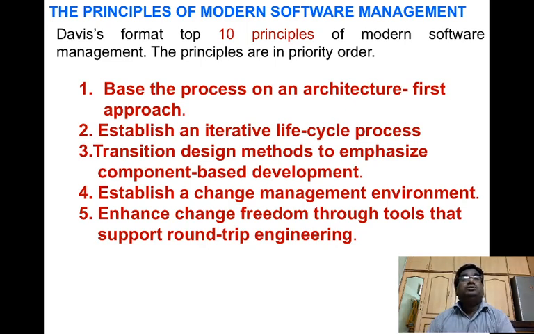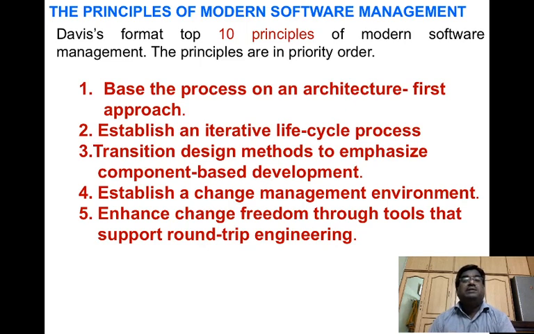Davis proposed the top 10 principles. These top 10 principles are called modern software management principles. They are: 1. Architecture first approach. So, first, architecture should be designed. Then, second, establish an iterative life cycle model. The iterative life cycle model should be prepared.